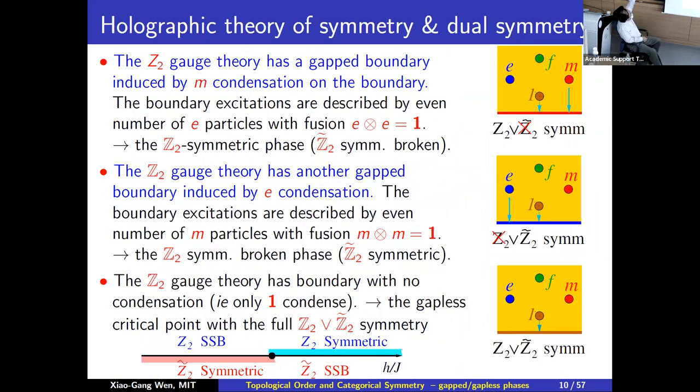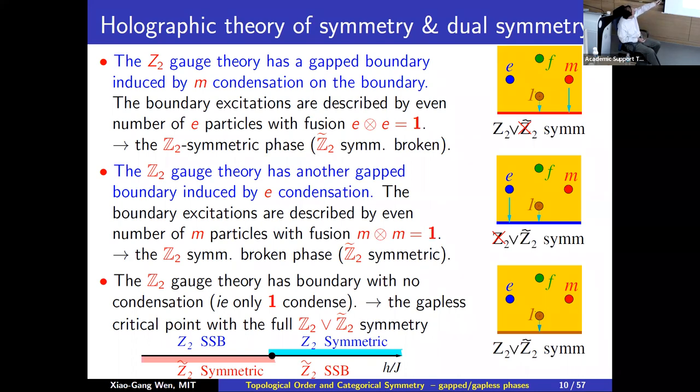So therefore, you can see that the M can condense. If M condenses, one always condenses. You know, one is nothing, so one always condenses. So if we have a boundary where M condenses, M condensation also gives rise to the trivial phase. And so there's one boundary where M condenses. It's a gapped boundary given by the M condensation. And in this phase, M condenses, so the dual Z2 symmetry is spontaneously broken. But the Z2 symmetry is not broken, since E does not condense. So this pattern of condensation gives rise to the Z2 symmetric phase, but the dual Z2 is spontaneously broken. That's one of the gapped boundaries.